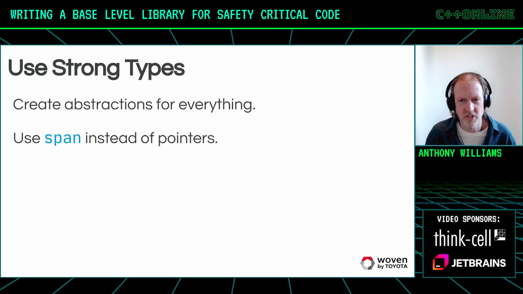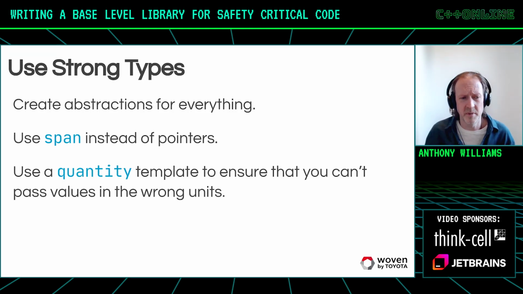Use span instead of pointers, so the size is right there. Or use a quantity type, so you can't pass values in the wrong units. You pass the temperature. Oh yeah, well, I thought it was in Celsius, and somebody else thought it was in Kelvin, and then some other bit of code thinks it's in Fahrenheit. But if you pass a quantity that specifies the units, then you don't have that problem.